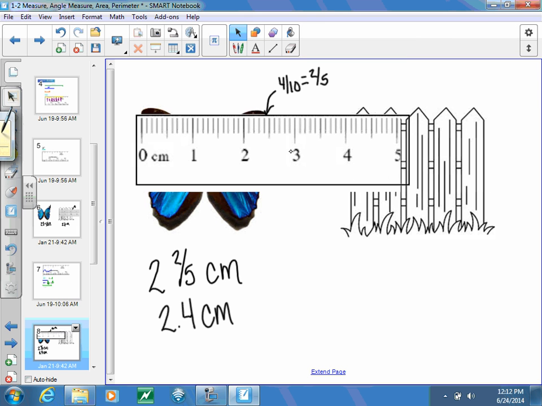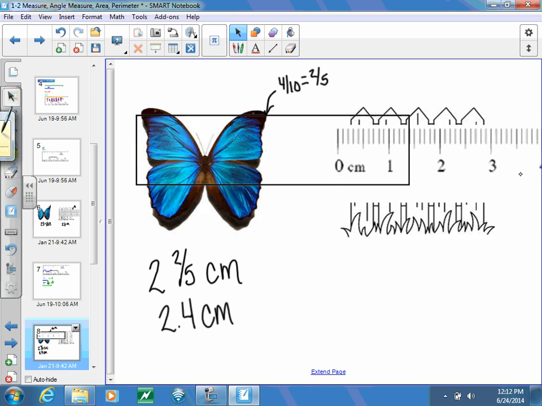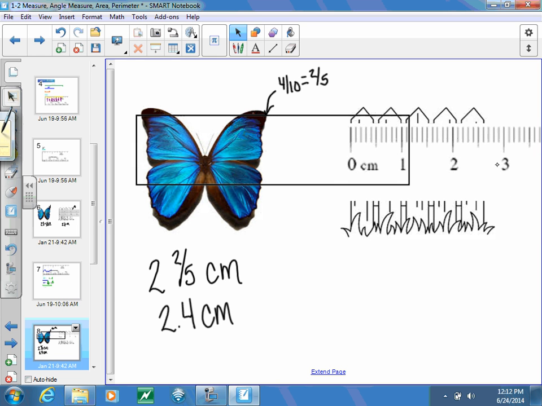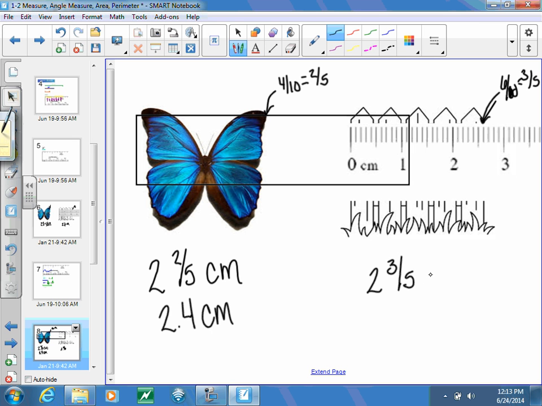Oops, sorry, my ruler kind of broke apart here. If I look at the next one here and I go to its end point, if I look at the 2 centimeters, I've got 1, 2, 3, 4, 5, 6. I'm going to the 6, which is 6/10, which can be simplified to 3/5. And so here I have 2 and 3/5 centimeters, or we can write this as 2.6 centimeters.